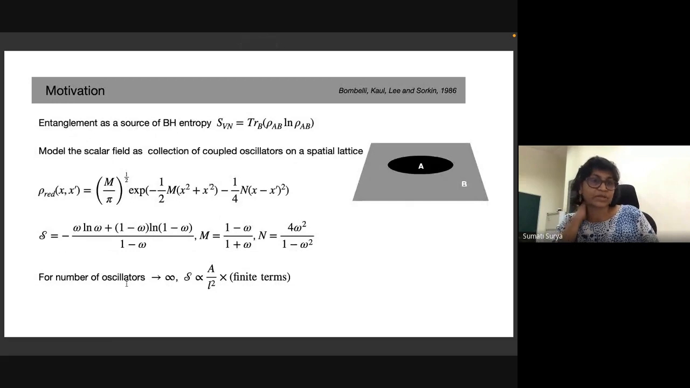So just as a motivation, and I apologize if I haven't got all the references to all the work in entanglement entropy. It's very, very vast. And for the purpose of this talk, I just have a few references that will appear on my slides. So as many of you know, the idea of entanglement entropy as a source for black hole entropy was put forth by Bombelli, Corley, and Sorkin. And the idea was to think of a black hole region and a region outside, where the black hole region is causally disconnected from the region outside in a certain specific sense. And so the entanglement between the interior and the exterior of a black hole is a way to measure its entropy.